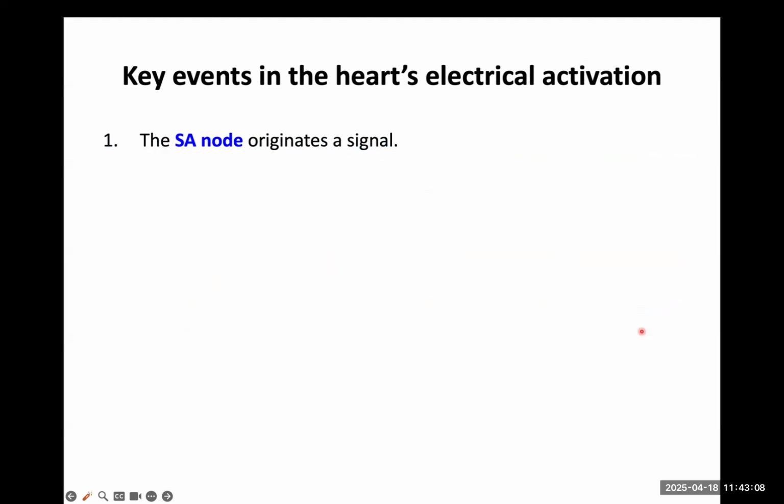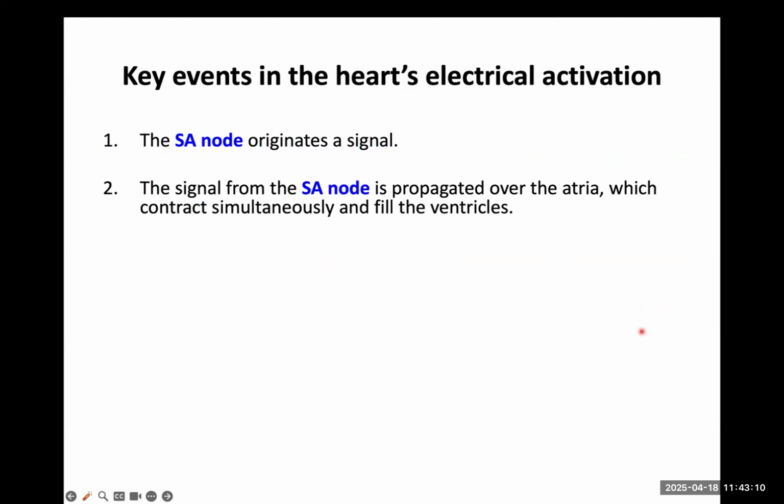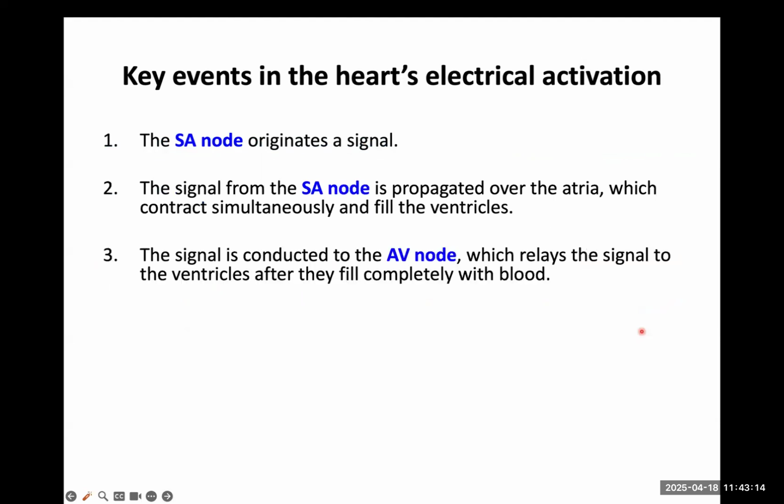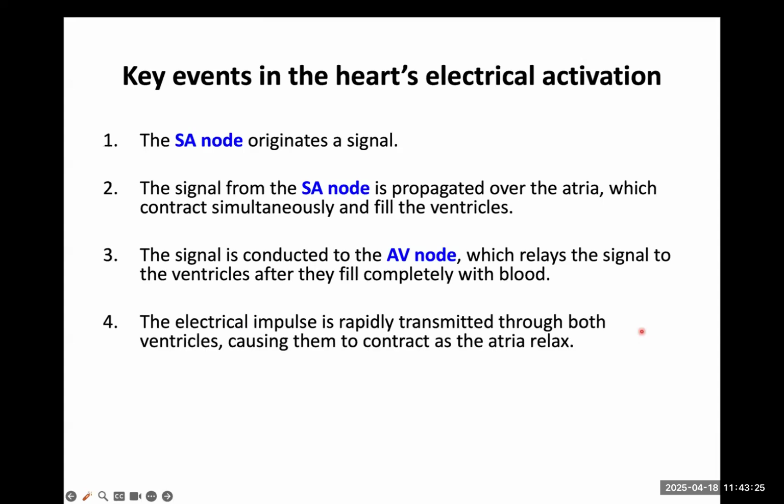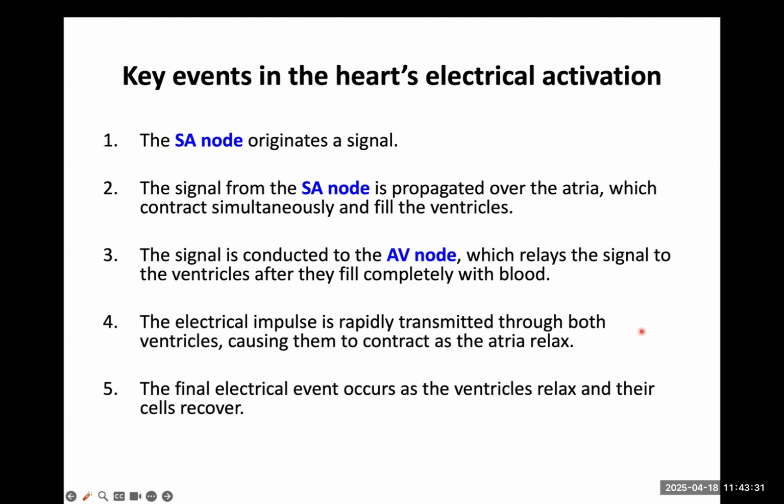So anyway, SA node originates the signal, starts the signal. The SA node causes the atria to contract, and then it goes to the AV node. And the AV node is where it lays flat for the blood to fill, and then it goes to the ventricles, causes them to contract, and then finally you have the relaxation of the ventricles, and the whole thing repeats until you die. So you can go ahead and pause this, write this down in your notes, or you can print this off from Canvas.